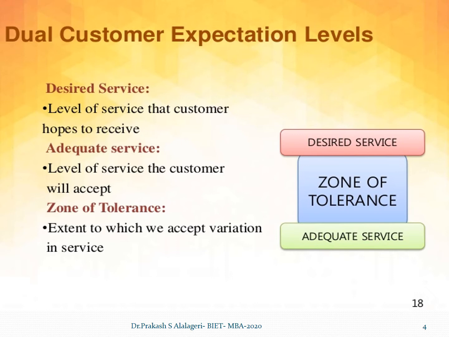This is what you can see in this slide. It very clearly says what the zone of tolerance is. Zone of tolerance is the difference, what the customer accepts, between the desired level of service and the adequate level of service. The variation. That's what I said, right?